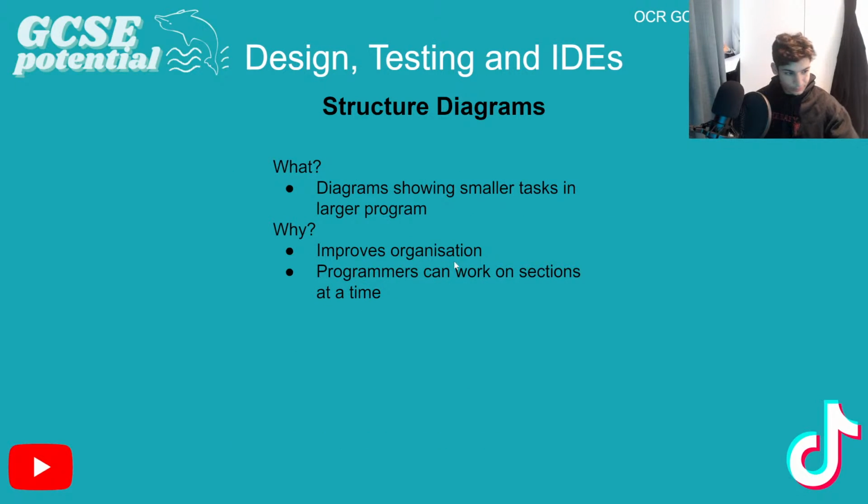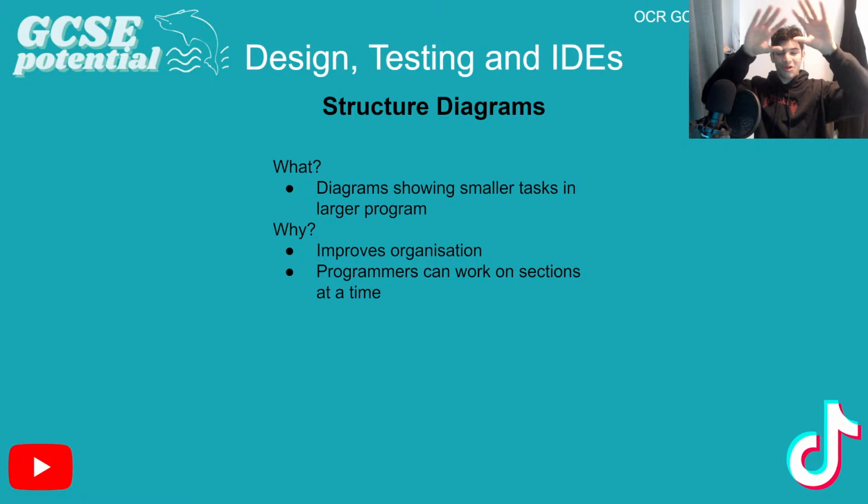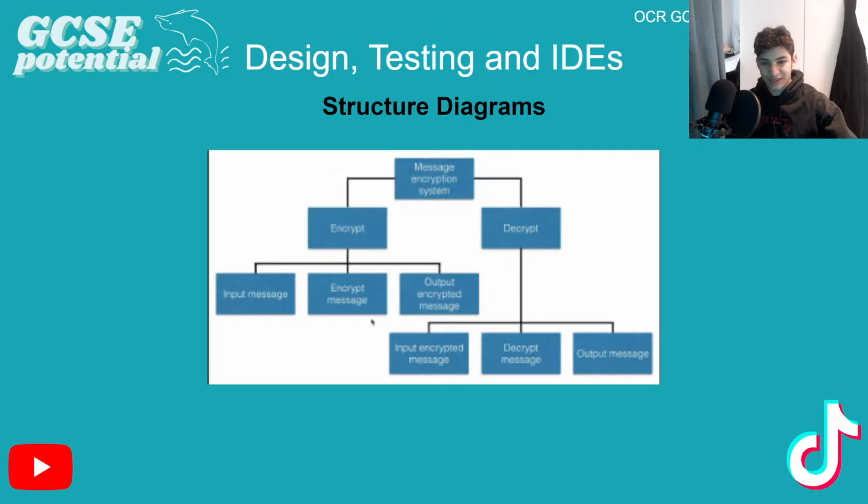Cool. We're on to the final topic now. This is structure diagrams. So what is a structure diagram? A diagram showing smaller tasks in a larger program. That's pretty much what it is. So you have a large program. You can do the shopping list idea from earlier, and it just breaks it down, and you have to program each bit separately. So why would you want to use it? It improves the organization, and programmers can work on sections at a time.